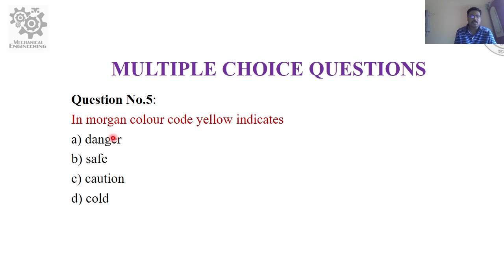What does it indicate? Option A, danger. Option B, safe. Option C, caution. Option D, cold. So carefully observe here. In Morgan color code, yellow indicates. First one danger, second one safe, third one caution, and fourth one cold. So guess your answers. Okay, I will give the hint at the answer.